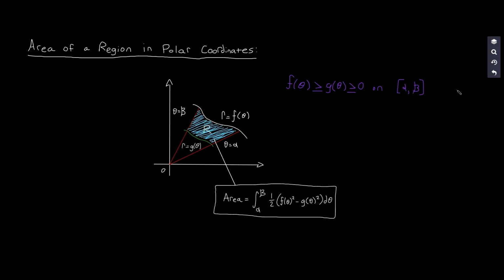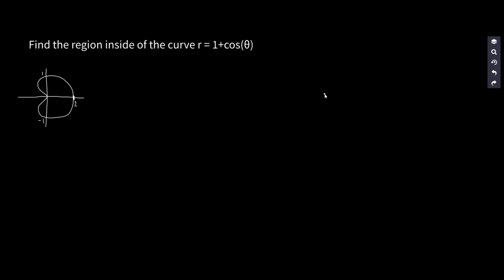The area of R can be found by taking the definite integral from alpha to beta of 1/2 times f of theta squared minus g of theta squared, integration with respect to theta. So we have our cardioid here, and we're prompted to find the region inside of the curve 1 plus cosine theta. But where did our formula go?